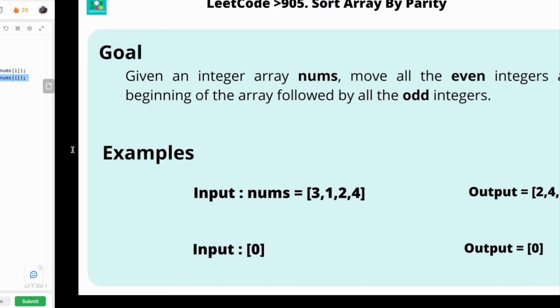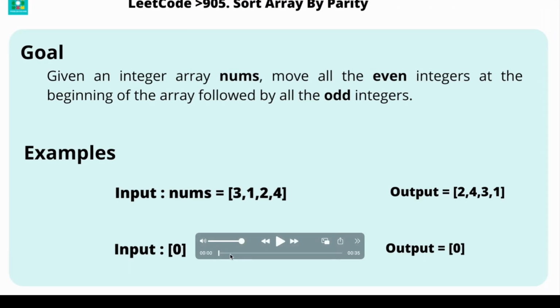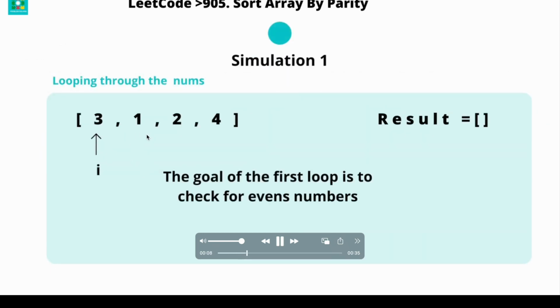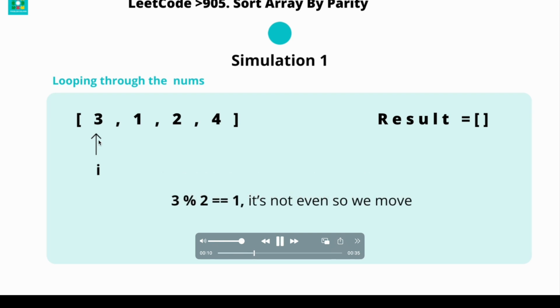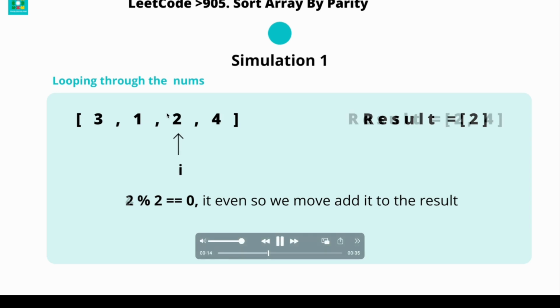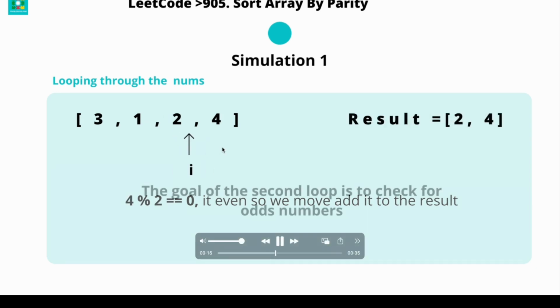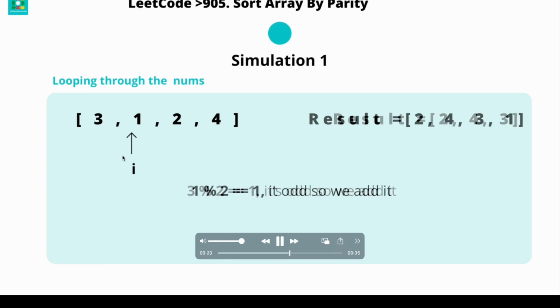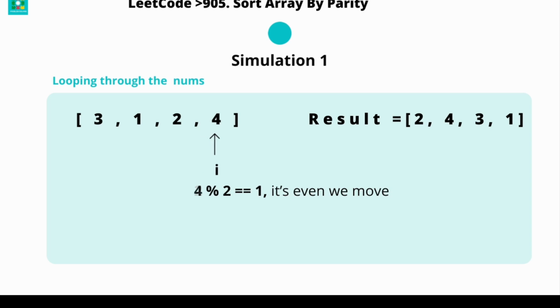What does it look like? So the simulation will look like this. You can see that we are looping through our array for the first time. We have 3, which is odd. The first loop is to check the even, so we don't take it. We take the 2, we take 4, we come back for the second loop for the odd. Now we take 3 and then we take 1. So this is the simulation of the first one.